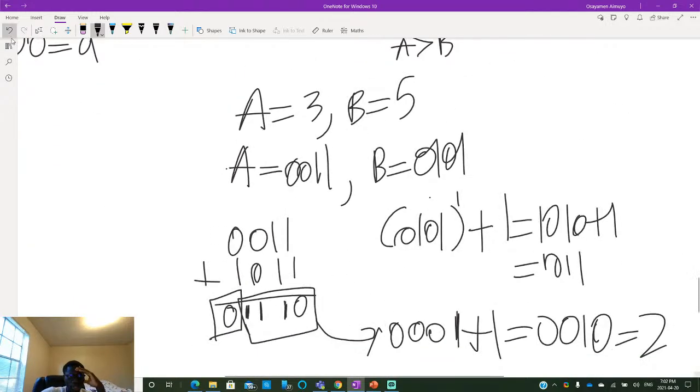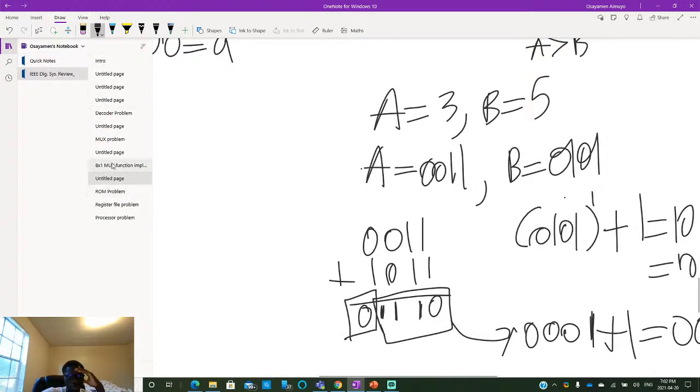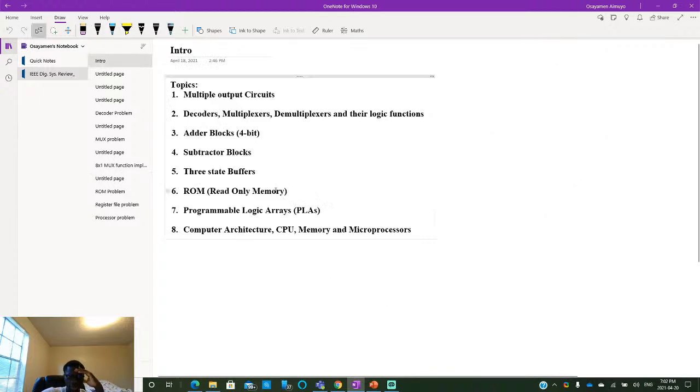Okay, so now let us move on to three state buffers. This here.